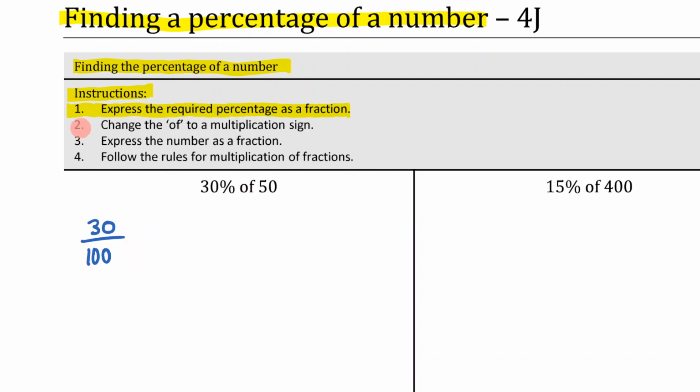Let's now go to step 2. Change the of to a multiplication sign. So we have 30% of 50. So this of here is just a multiplication sign.